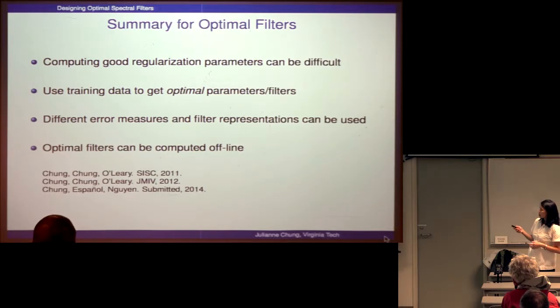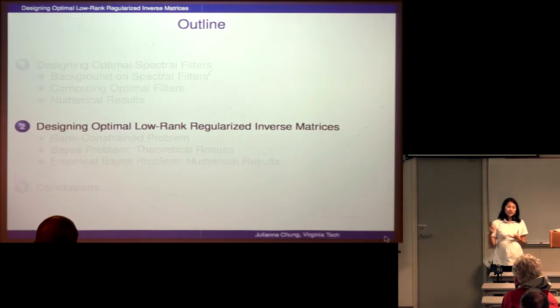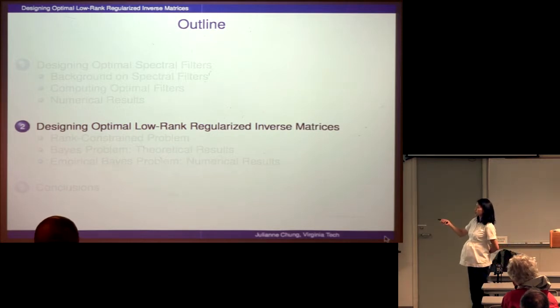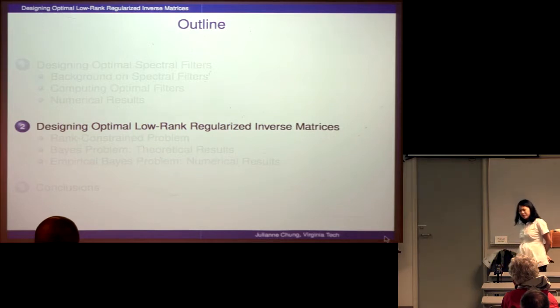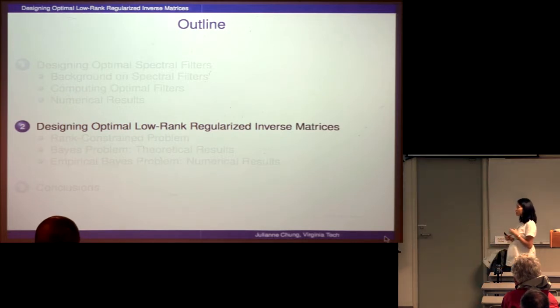Okay, so that's the first part, talking about how you compute these optimal filters, and the next part is actually a generalization of this idea. We were working on this project, the optimal spectral filters, and then we started thinking, well, one of the disadvantages of this approach is that you need to know A, your forward model. You have to have the matrix A. Furthermore, you have to have the singular value decomposition of A. And for very large scale problems, oftentimes you don't have that.